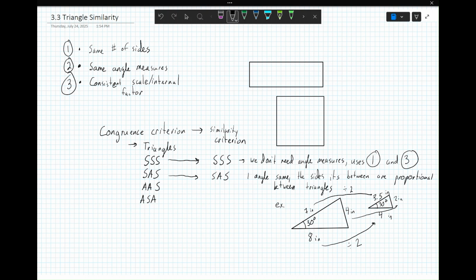This allows us to implicitly measure sides. So this one uses all 3 criterion, but not completely. Instead of all angle measures, I only need 1 angle measure. And instead of having a consistent scale factor between all 3 sides, I only need to use 2 sides.